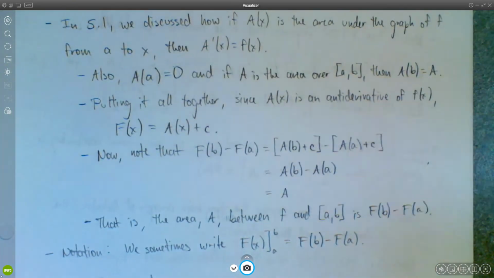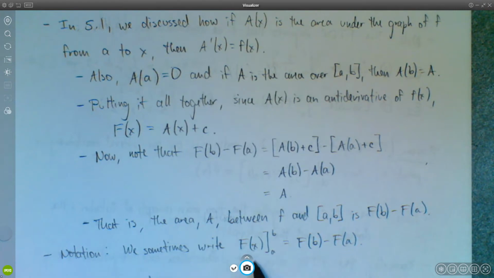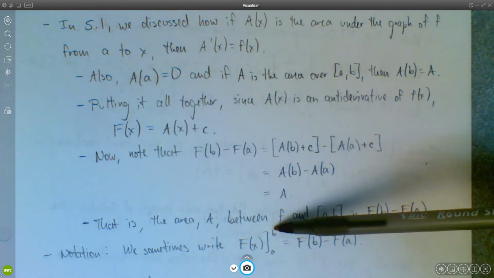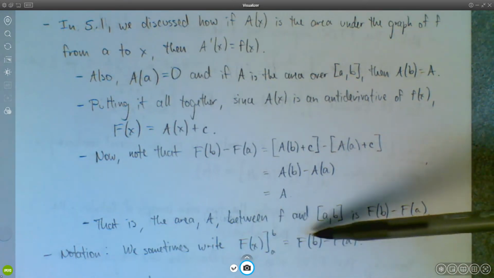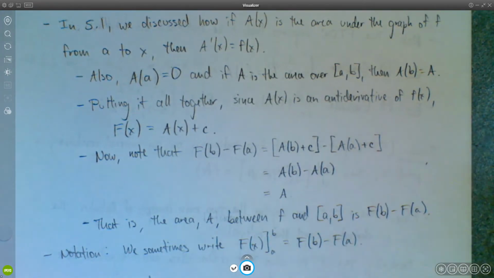And just to warn you of some notation that I'm going to use, we sometimes write F of x from a to b. We write this as F of b minus F of a. And you'll see why that comes in handy as we go through some examples.